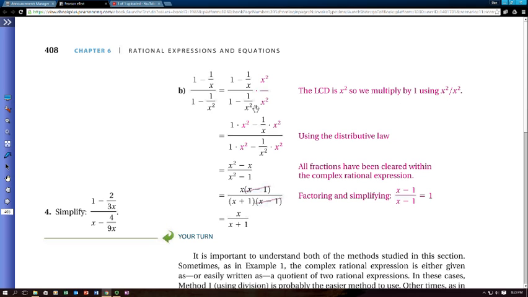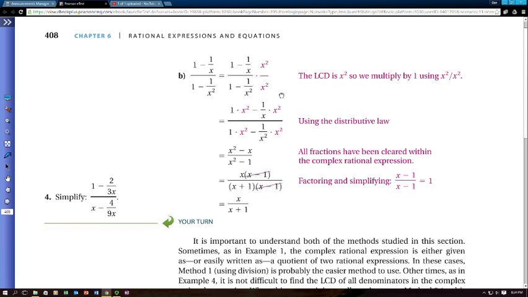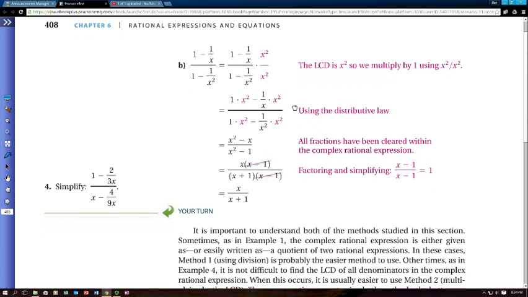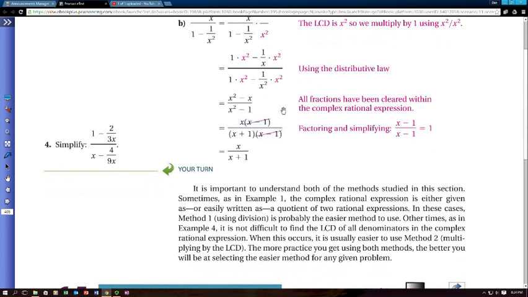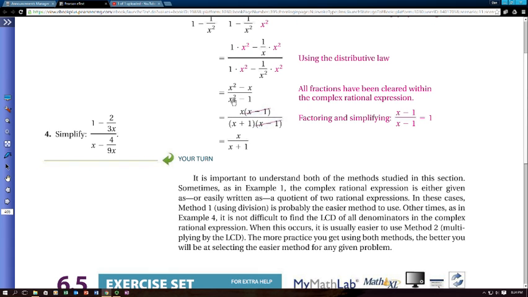I'm looking at this and I'm saying, hey, the common or the LCD between the x and x squared is x squared. So I multiply by x squared over x squared, and I end up with x squared minus x over x squared minus 1. Then I factor if I can, which you can on both of these, and I end up with a common factor of x times the binomial x minus 1. This is difference of squares, so we got a binomial again. I have no common factors.